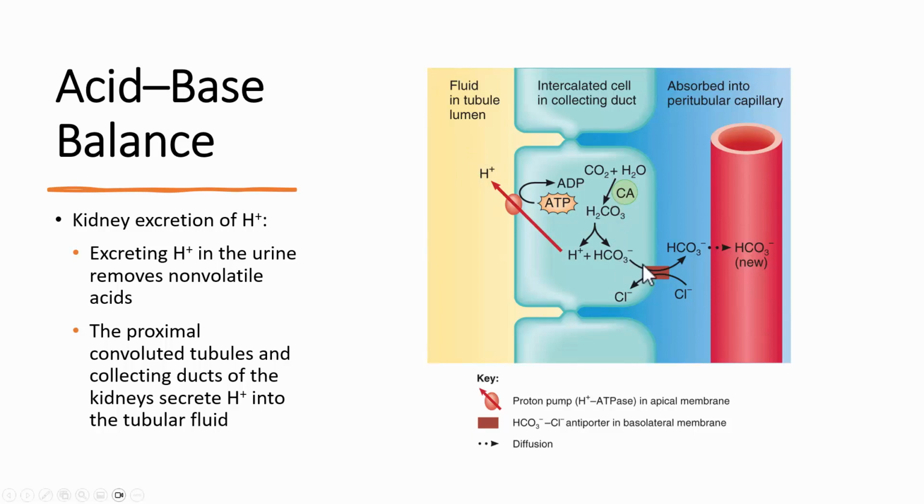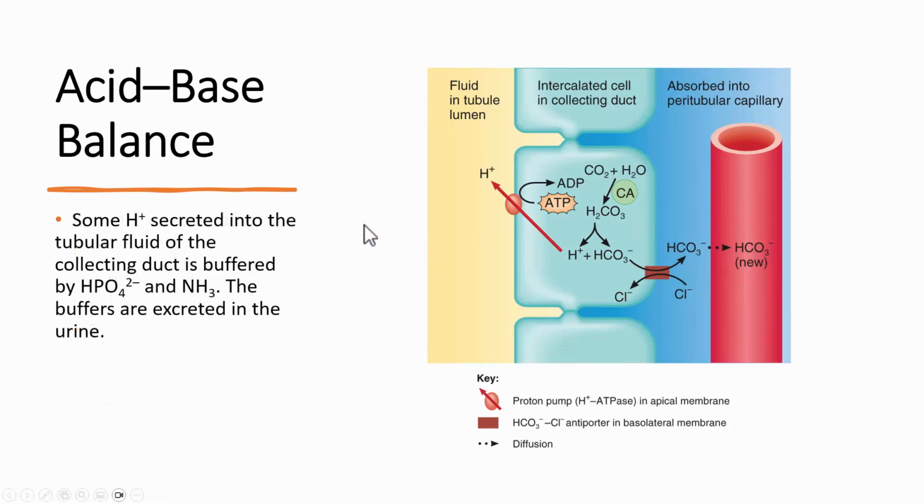The bicarbonate, we have a chloride shift here where chloride's going to come in. Bicarb is going to go out, okay, through this antiporter here. And that excess bicarb is then going to be absorbed into the peritubular capillary. Also, some of the hydrogen secreted into the tubular fluid in the collecting duct is going to be buffered by HPO4 and NH3. HPO4, hydrogen phosphate, NH3, ammonia. Okay, so it could be buffered that way. And the buffers are excreted then in the urine as well.